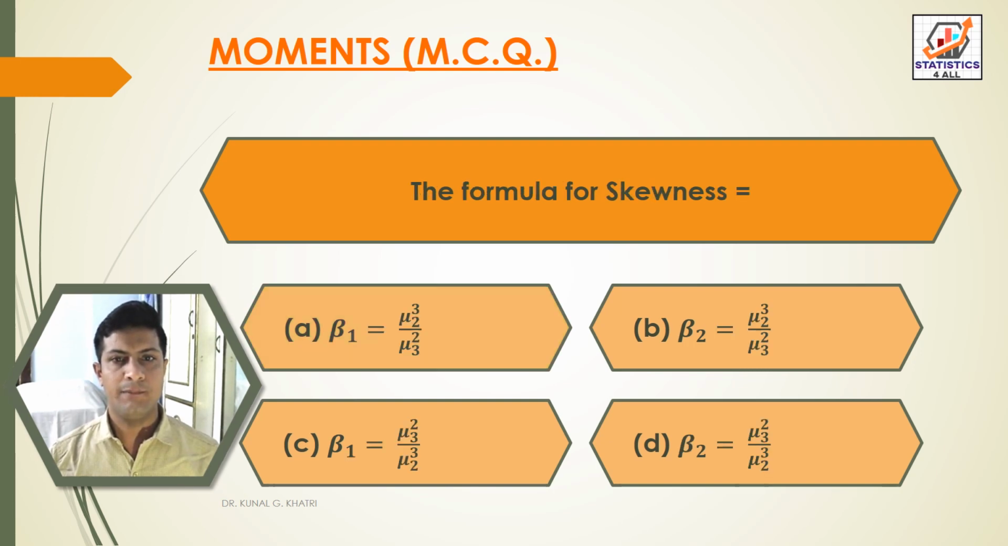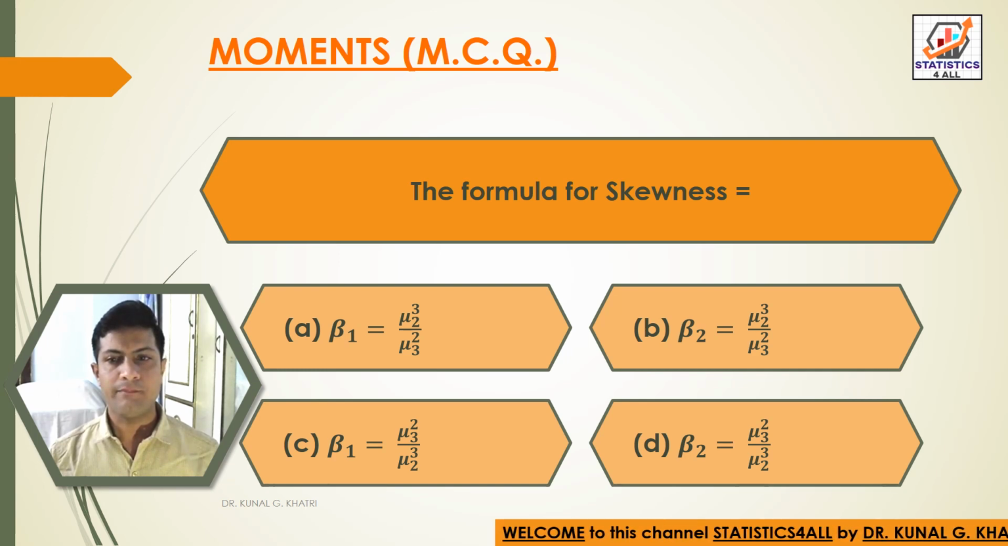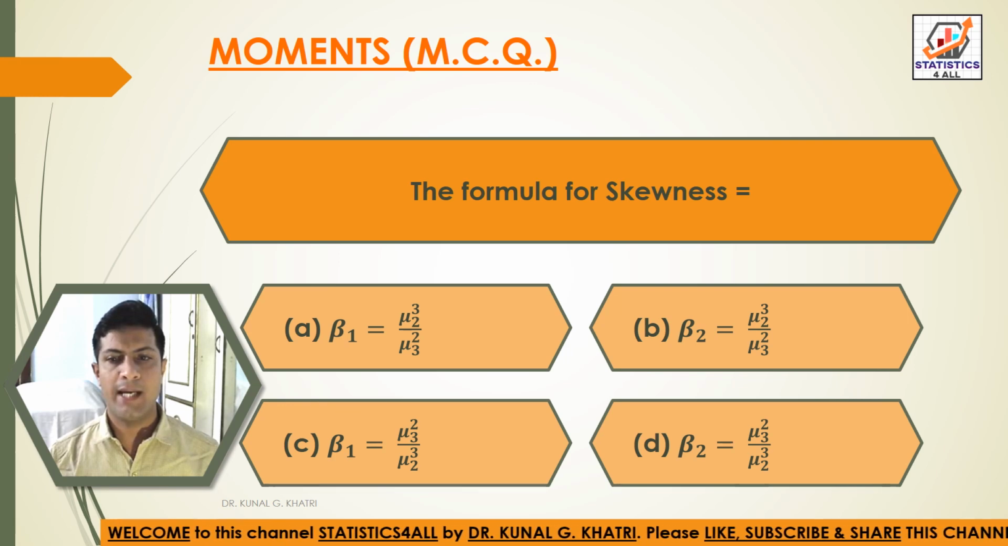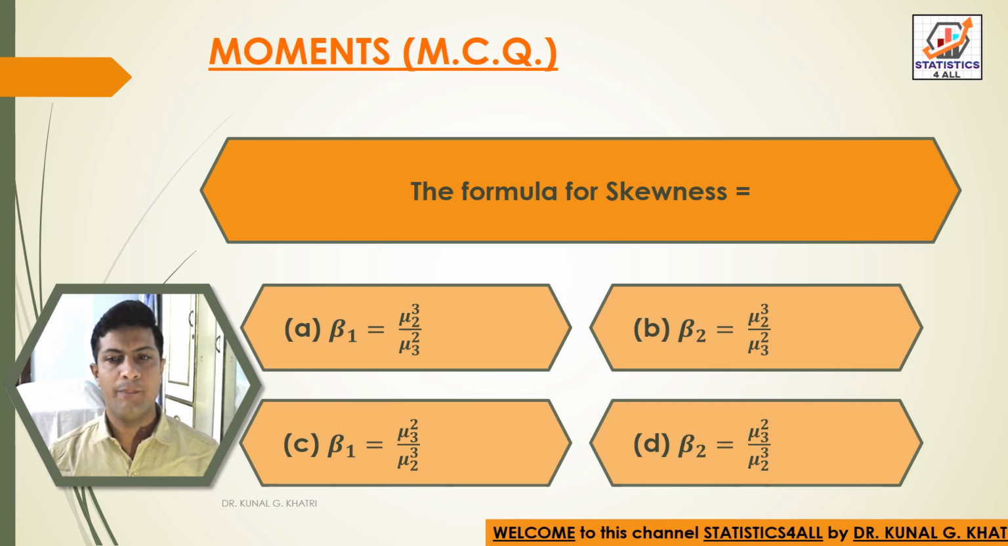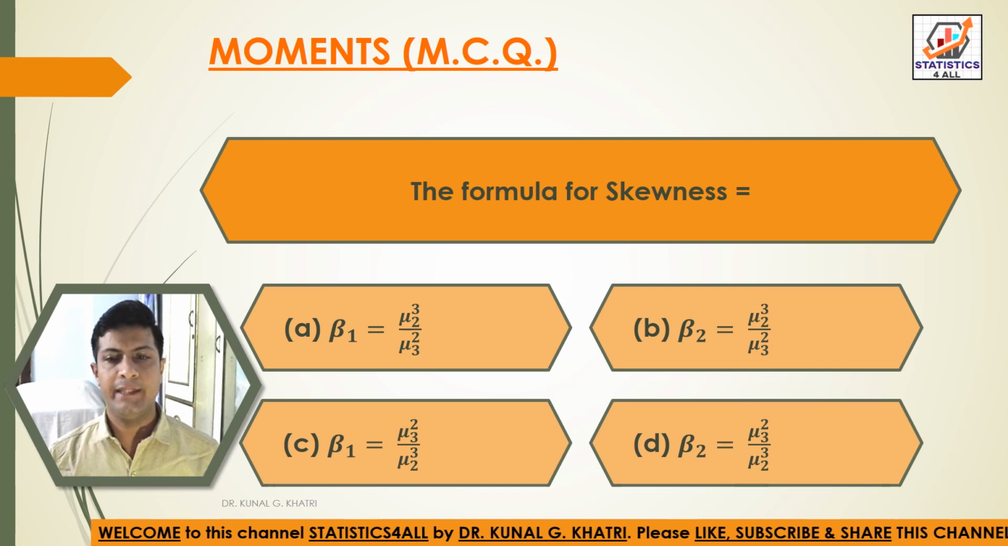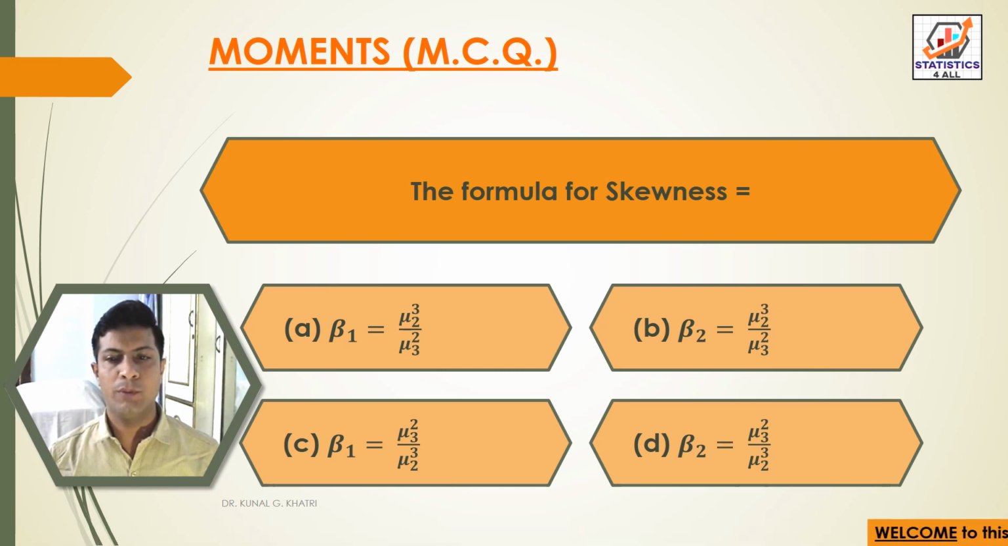Next question. The formula for skewness: option A beta 1 is equal to mu 2 cube upon mu 3 square. Option B beta 2 is equal to mu 2 cube divided by mu 3 square. Option C beta 1 is equal to mu 3 square divided by mu 2 cube. Option D beta 2 is equal to mu 3 square divided by mu 2 cube.